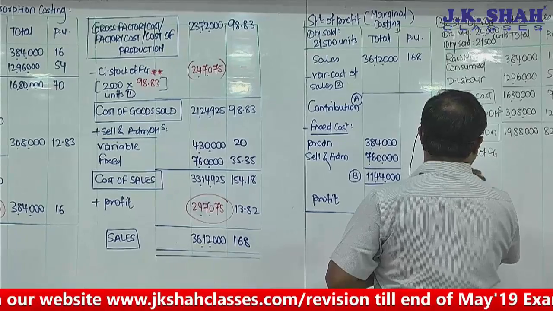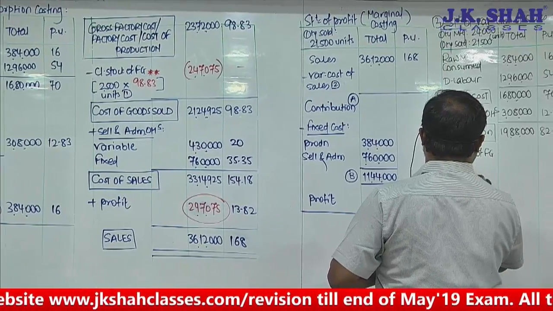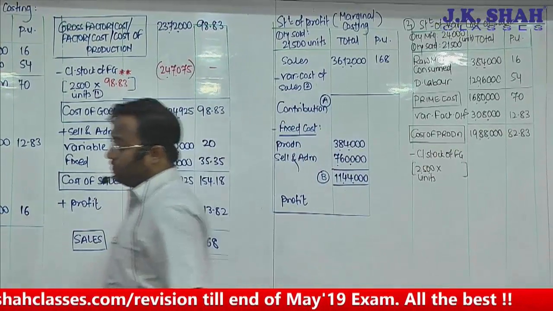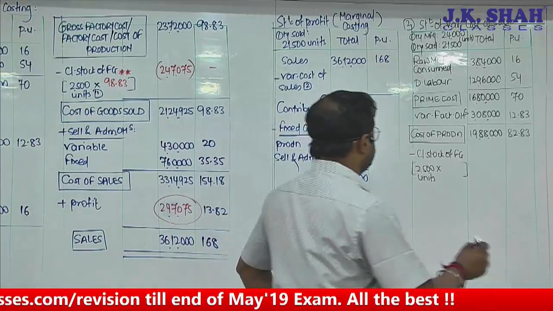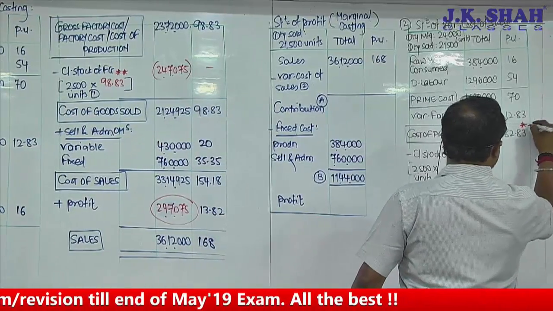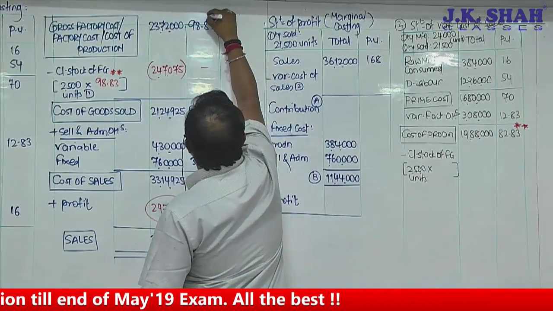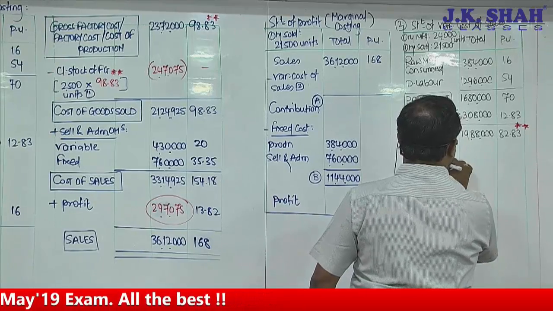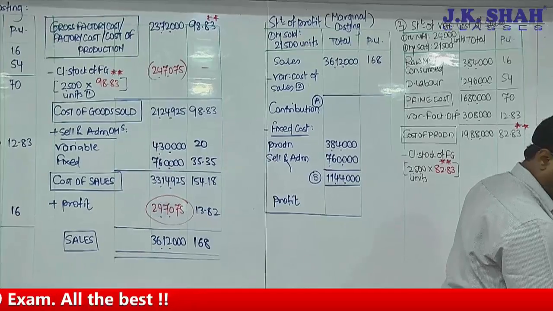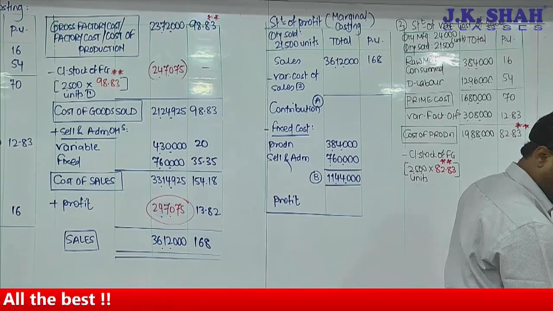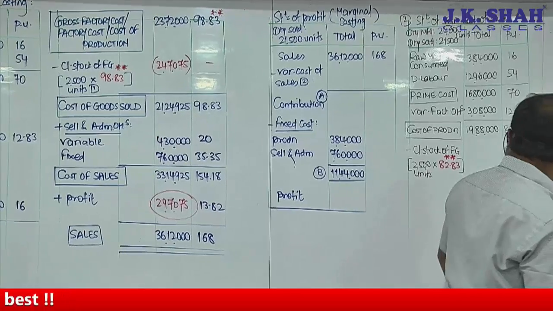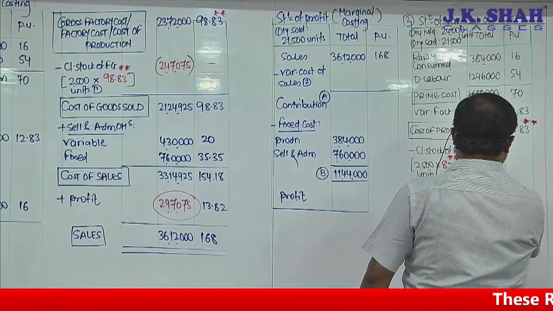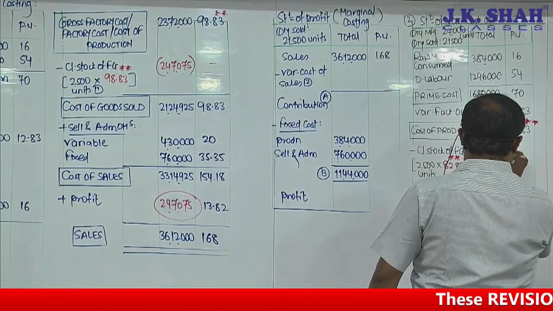which is 2,500 units, and we all know that closing stock gets valued at current year's cost of production. The way we did here, the same thing will be done even in case of marginal 82.83. So 2,500 into 82.83, 207,075.